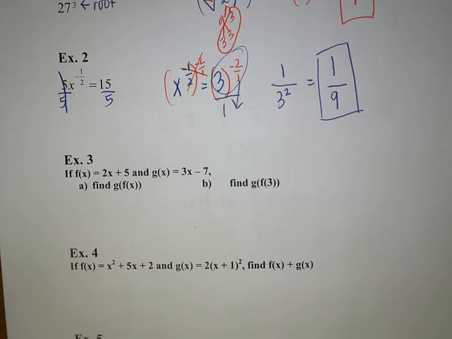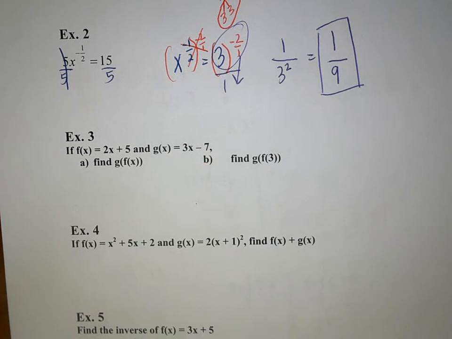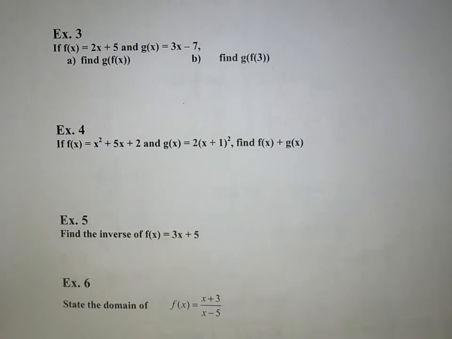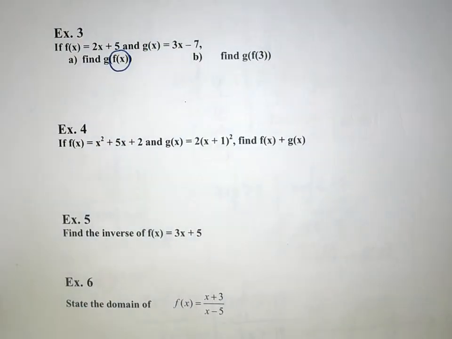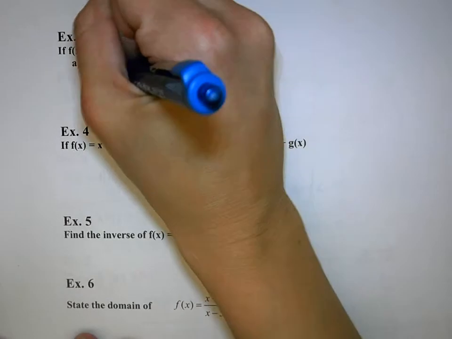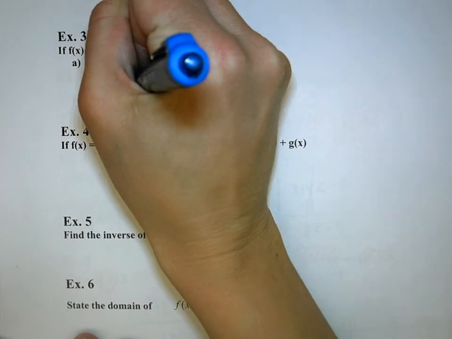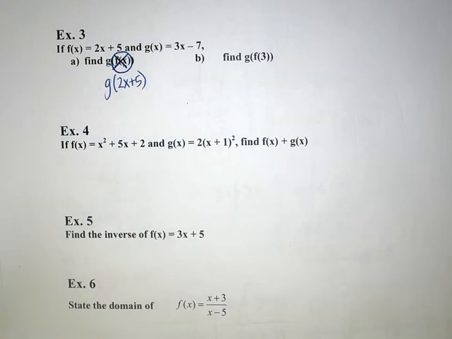All right, example 3. They tell you what f of x is, and they tell you what g of x is. When it says find g of f of x, that means you have to start inside first and just find what f of x is. Do we know what f of x is? What is f of x? Good, 2x plus 5. So that means this is going away, and now I'm finding g of 2x plus 5, because f of x is 2x plus 5.